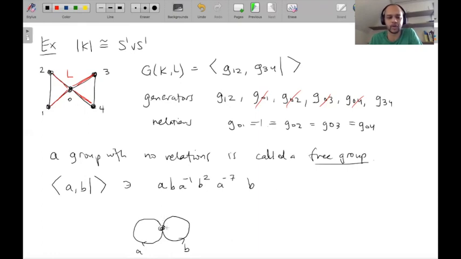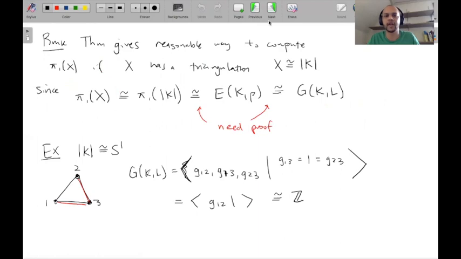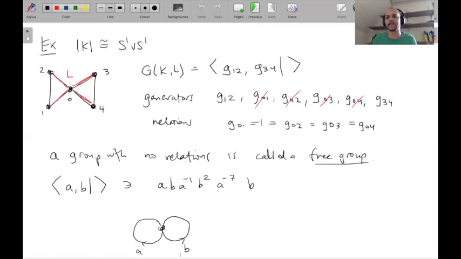Where here, like this word, you do A, and then you do B, and then you do A backwards, and then B twice, and then A backwards 7 times, and then B, and that gives you an element in the fundamental group. And well, this computation, combining with all the theorems, some of which we haven't proved here, says that this gives exactly what the fundamental group of a wedge of two circles is. It's, you just do all the different words. Okay.